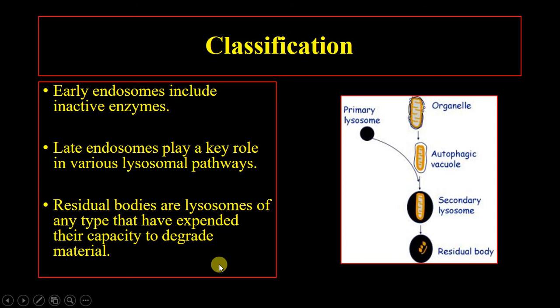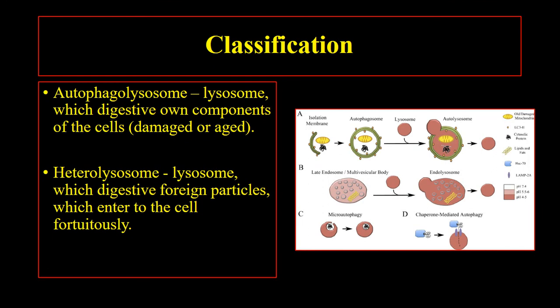And another classification, which is based on the type of digestive material. There are autophagic lysosomes, which are lysosomes with digestive organelle components of the cell, for example, damaged or aged ones. And heterolysosomes, lysosomes with digestive foreign particles which enter the cells by phagocytosis.